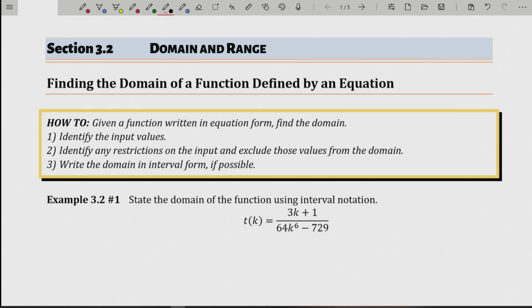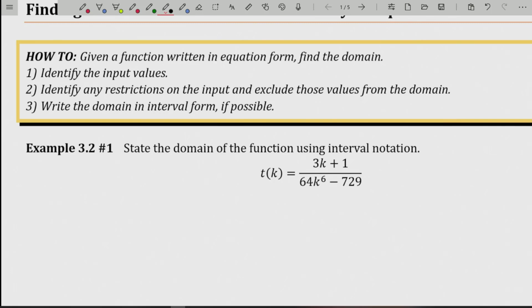You have done this since learning functions, but I'm going to take some examples that might be slightly higher level than maybe you've seen in the past. Maybe it'll be the same level. I don't know. But let's start with this one right here. State the domain of this function using interval notation.